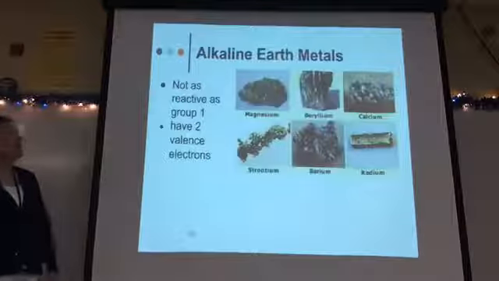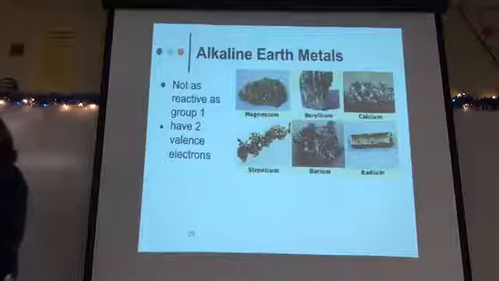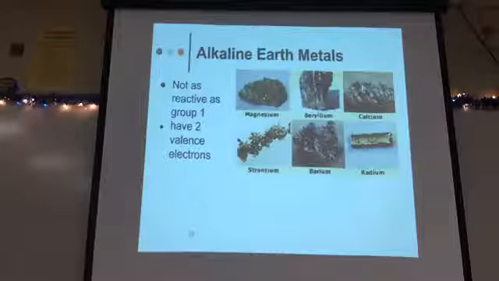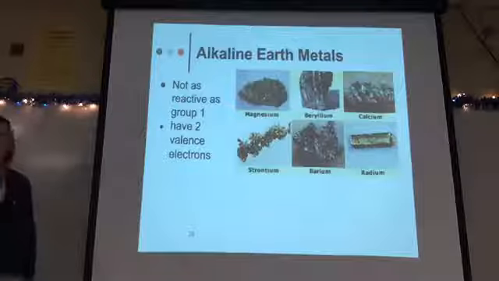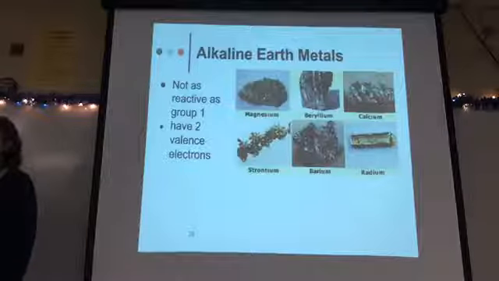Okay? Then we have the alkaline earth metals. It's group 2. The alkaline earth metals are not as reactive as group 1. They're reactive in their own right, but they're not terribly reactive. Not very soft either. They have 2 valence electrons, so they're a little more stable than group 1. So they're not as reactive as group 1. Does that make sense?